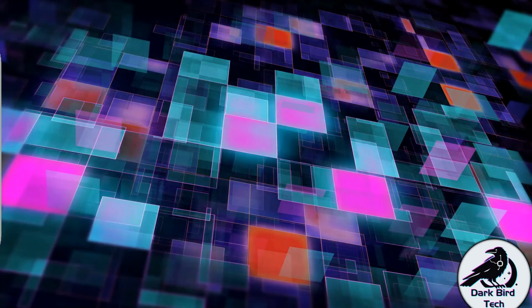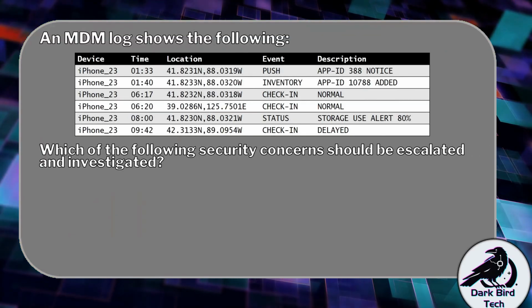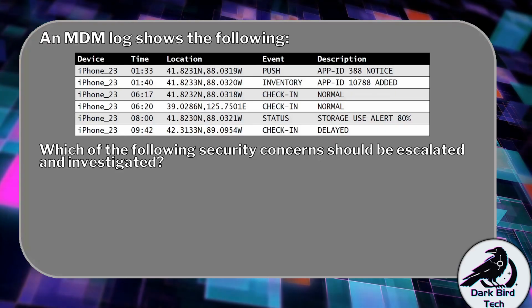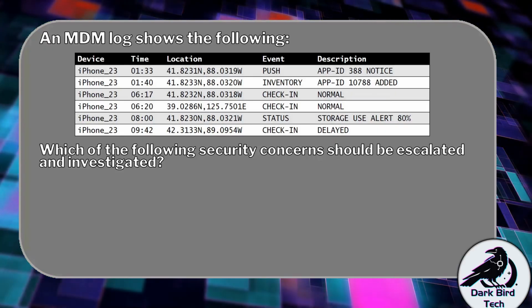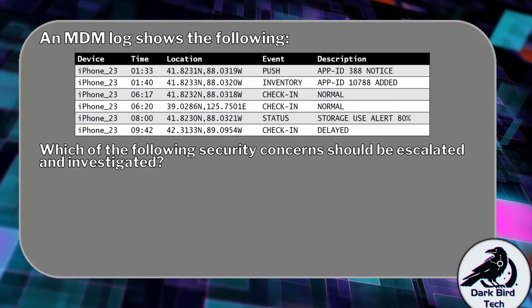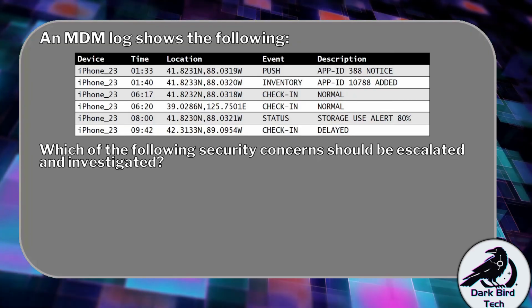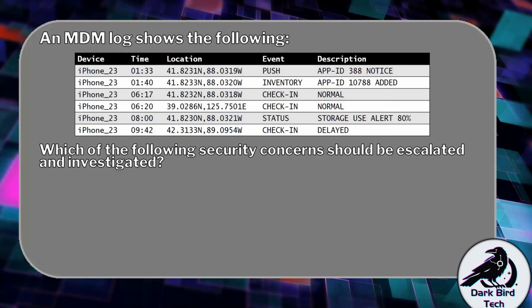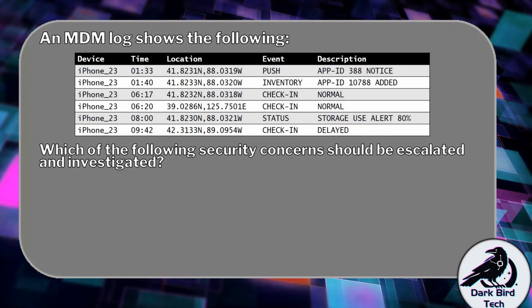Moving along. All right. Looks like we've got an exhibit question. So let's have a squiz. An MDM log shows the following. We'll have a look at it just now. Let's first look at the question and then figure out what we're seeing. Which of the following security concerns should be escalated and investigated?